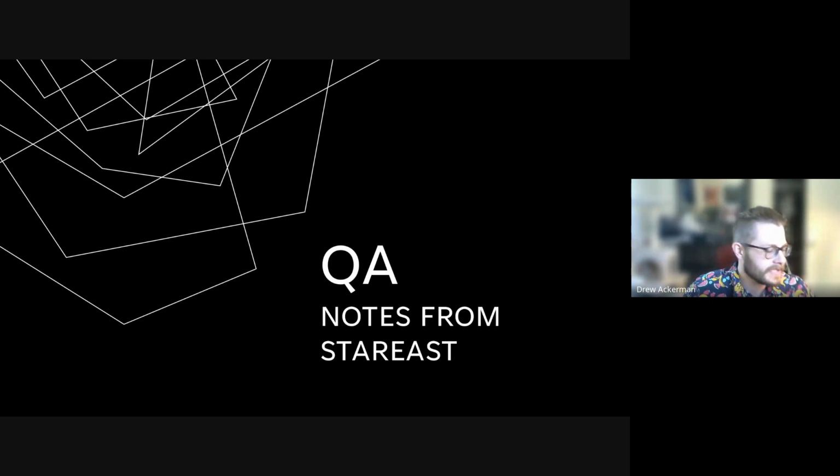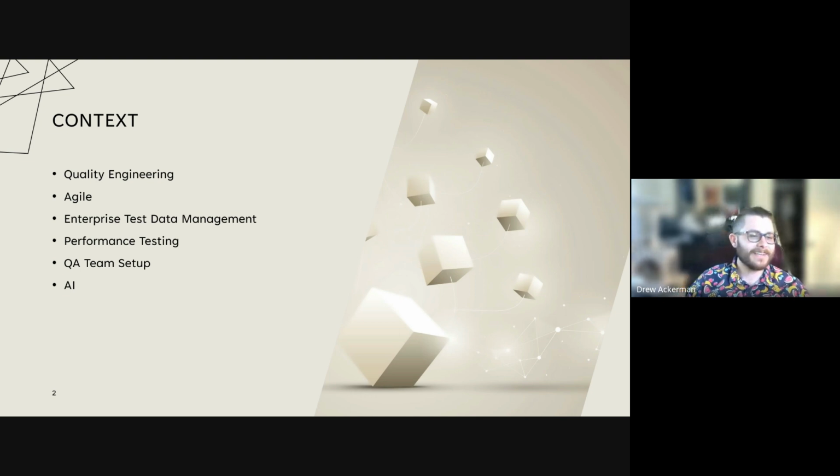This little presentation will be a lot of information that I gathered from the StarEast conference, which is this one, specifically about QA, the QA industry, the sphere. The things we'll be going over today are quality engineering, agile processes, enterprise test data, performance testing, QA team setup, which will be kind of cool, and then a little bit about the AI and what that's going to be looking like for QA.